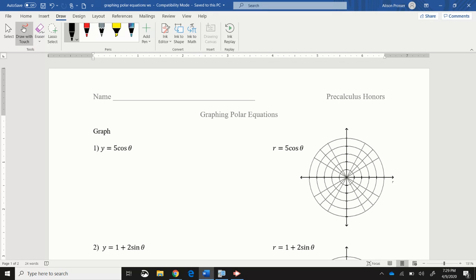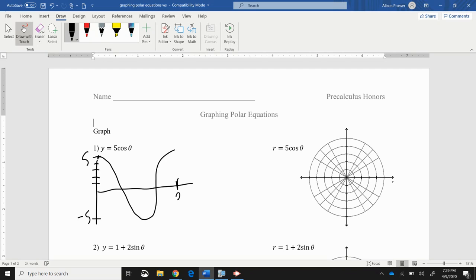So we have y equals 5 cosine theta. So we'd go here and make our graph. We'd go up 5, and we'd go down to 5. These main points would be at 2 pi, pi. This point right here would be pi over 2, and 3 pi over 2.